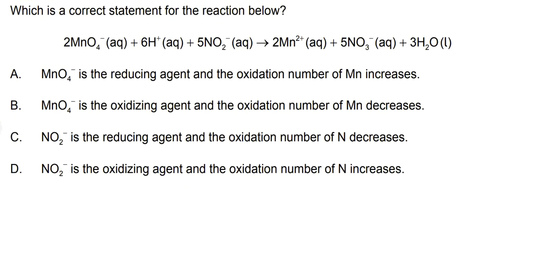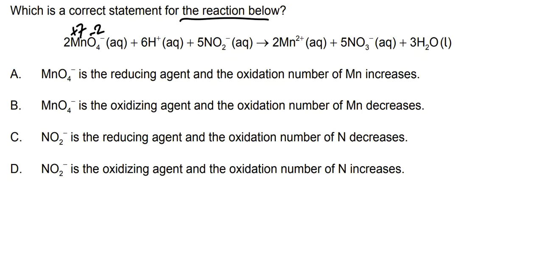Which statement is correct for the reaction below? So we have MnO4 minus reacting with all this stuff to form the rest of this stuff. If we look here, the overall charge of this ion is -1, and each oxygen is -2, for a total of -8. So the manganese must be +7, and we have manganese +2 on the other side, so the manganese is being reduced.